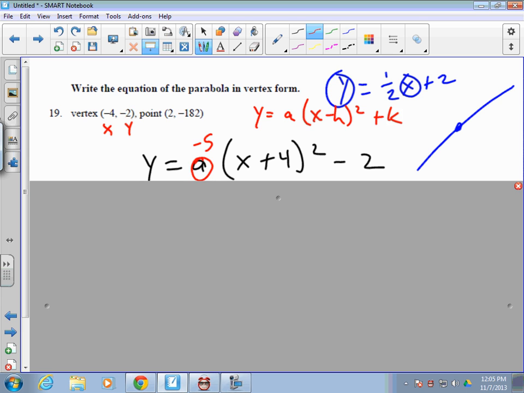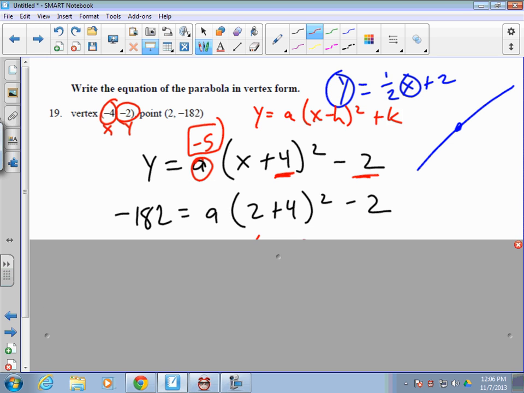So again, it's the opposite of this negative 4. That's why we have plus 4 written right there. And it's whatever this y says, negative 2, so that's why we have minus 2 written right there. The only thing we're looking for, which will ultimately be negative 5 in a minute, is a in that spot. So we're looking for the value of a now.